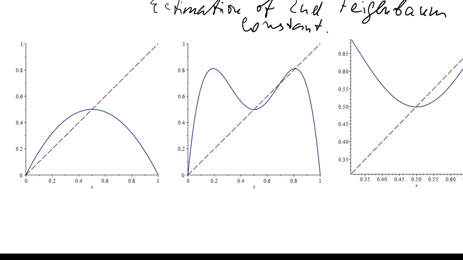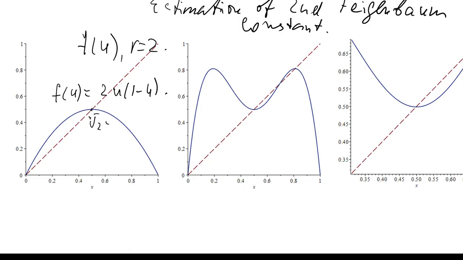So here we have our function f of u, which is logistic, which generates the logistic map, and here r equals 2. So this is our logistic map. Basically I can put it like this: f of u is 2 times u times 1 minus u. So this fixed point u2, we remember, is superstable.